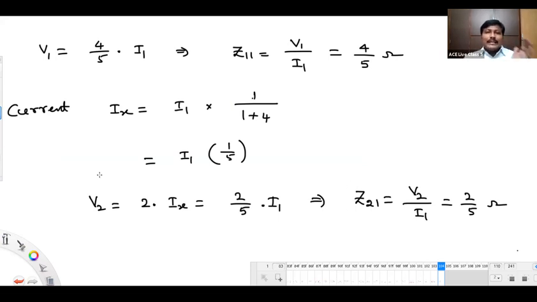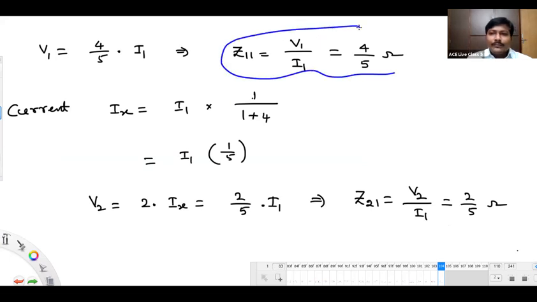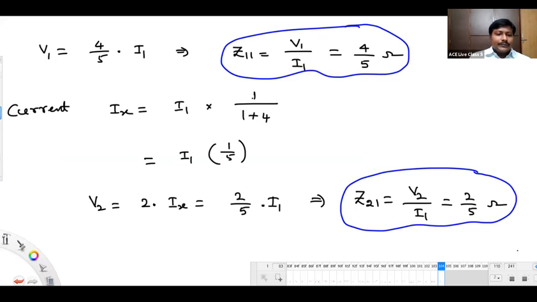Like this, we are capable of getting the Z11 as well as the Z21. Yeah, all of you understand this one? Please tell me. Right? Simple thing. Simple way of calculating Z bus elements.